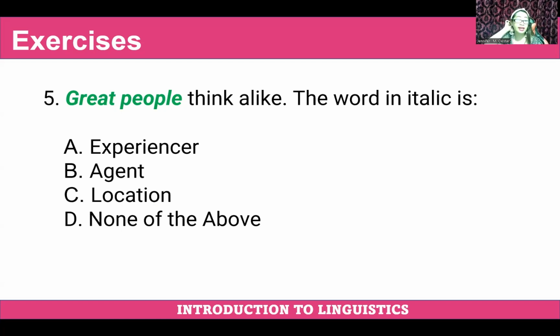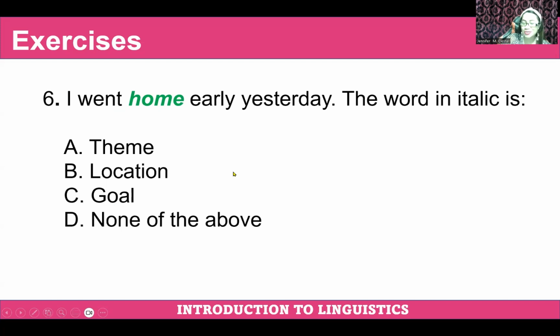Number 5, great people think alike. The word in italic is A, experiencer, B, agent, C, location, D, none of the above. Write your answer in the chat box. The answer is agent. Number 6, I went home early yesterday. The word in italic is A, theme, B, location, C, goal, D, none of the above. The answer is goal. Very good. Have you written the answers on the chat box?